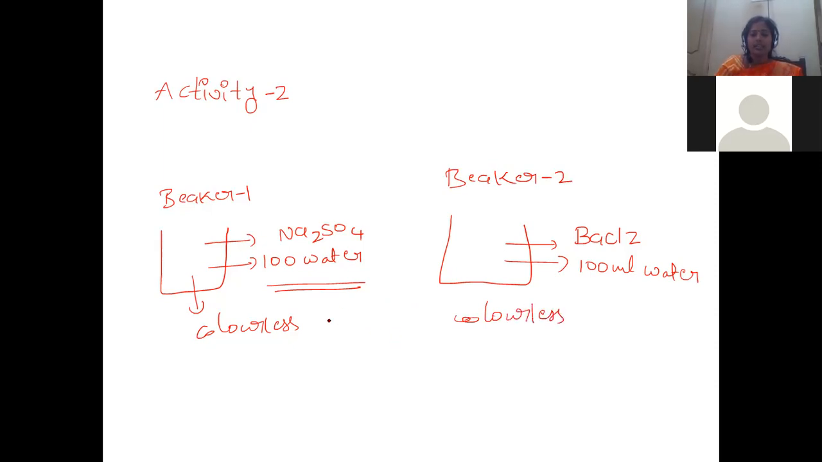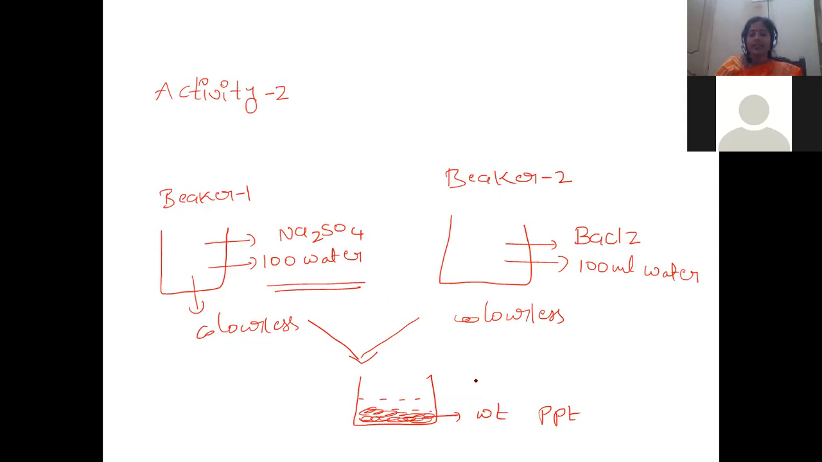Both the solutions are colorless. What we are doing? We are mixing these two beakers. Whenever these two beakers get mixed, what happens? At the bottom, you can observe one white precipitate. One white precipitate is formed.